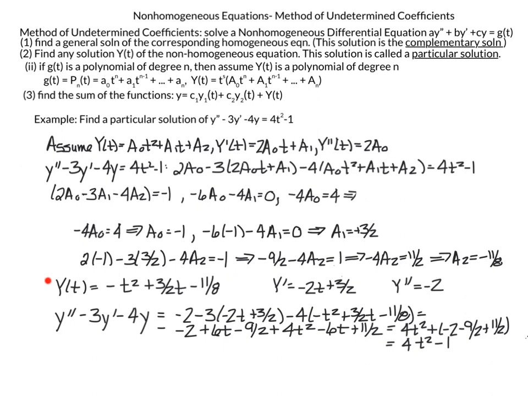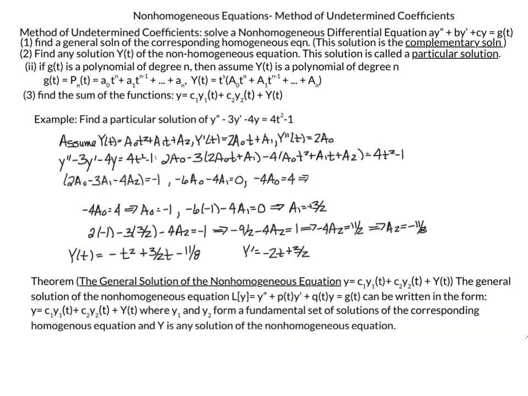And that gives me y of t is equal to minus t squared, plus 3/2 t, and minus 1/8. And I checked the arithmetic to make sure that this y of t was correct. I did my arithmetic correctly, and I even added my fractions correctly, and I do get that this capital Y of t, this particular solution, does satisfy the differential equation.